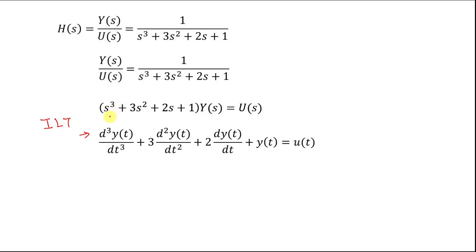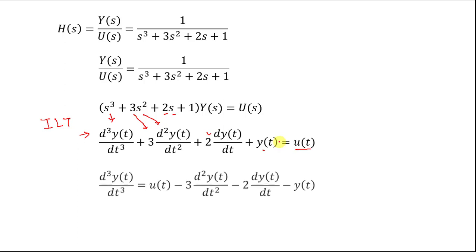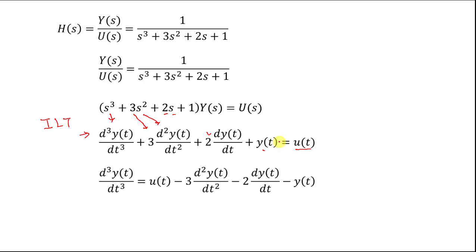Simply this is your s cube, 3 s square, 2 s, and 1, with s meaning d by dt, acting on y(t), and u(s) is u(t). So you take the inverse Laplace transformation and get the differential equation. Rearrange it with the third order term on the left hand side and the other terms on the right hand side: u(t) minus 3 times minus 2 times minus y.